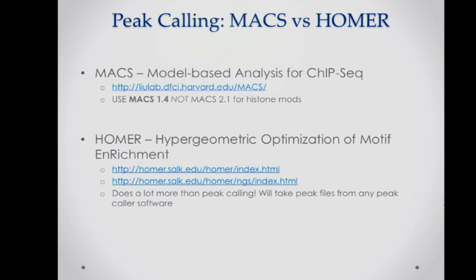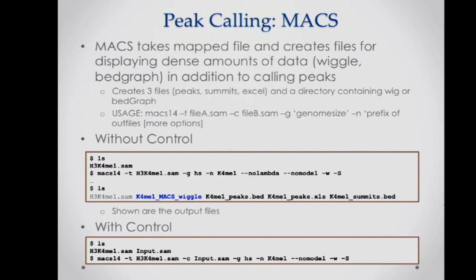Is there something? Okay, and again, for Max, it takes the map files and creates a file for displaying this dense amount of data. These are your wigs or your bed graphs, or at some point you might make a big wig. And then again, there are some command lines down here if you're running it as opposed to if you're in Galaxy. And then it can run with and without control.